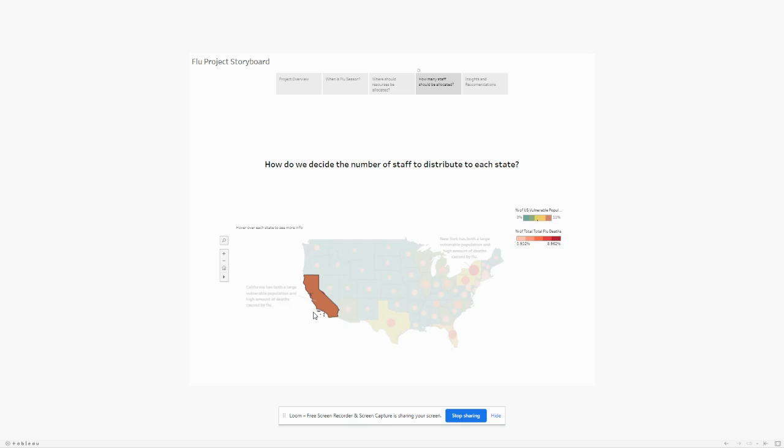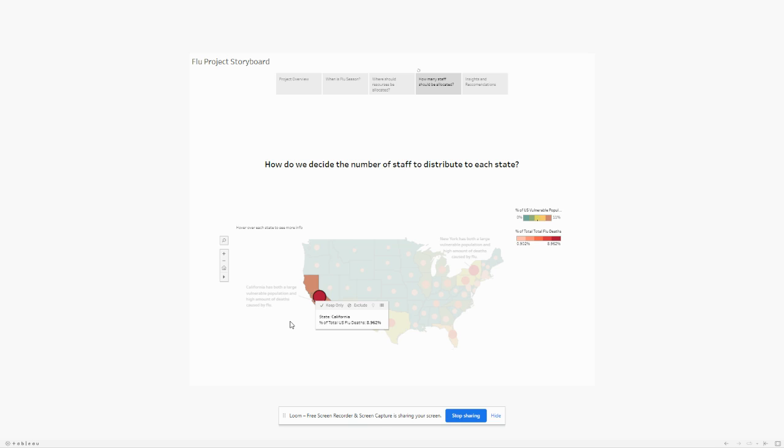If we use California as an example, the color brown represents the highest percent of U.S. vulnerable population at 11%. California also has the country's highest percent of flu deaths, around 9%. This can really help us determine how much of the agency staff to distribute to each state based on the state's volume of vulnerable population and number of deaths due to flu.